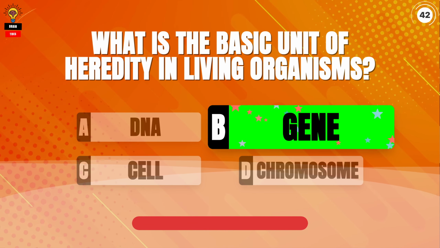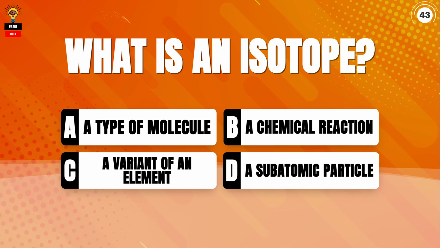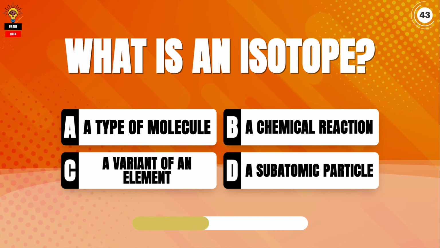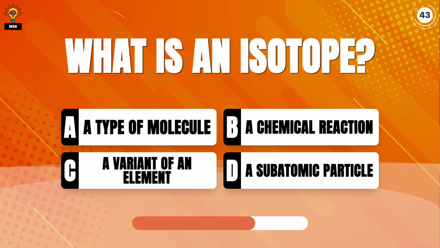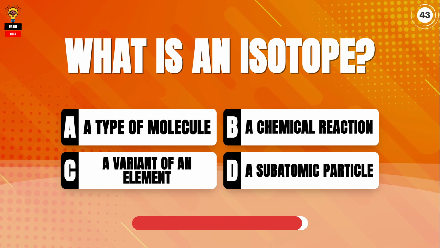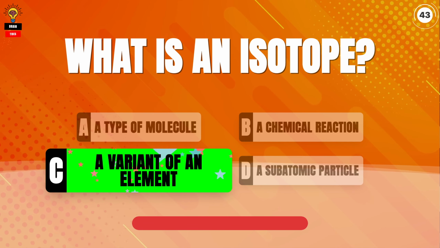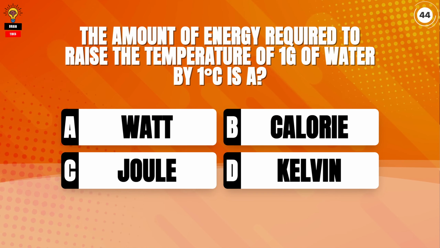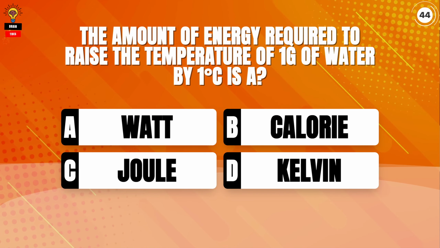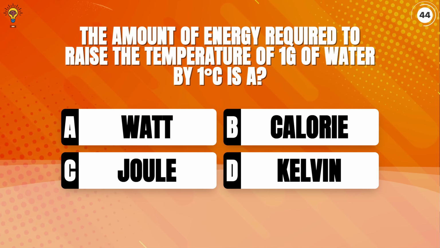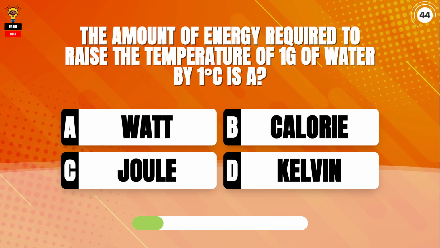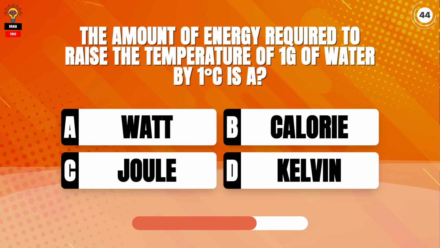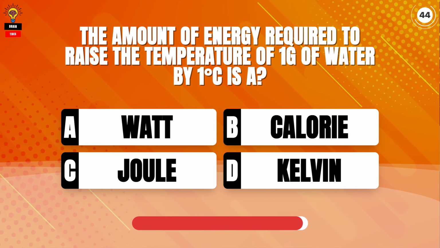What is the basic unit of heredity in living organisms? Gene. What is an isotope? A variant of an element. The amount of energy required to raise the temperature of 1 gram of water by 1 degree Celsius is a calorie.